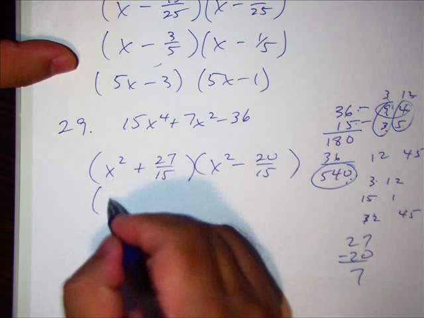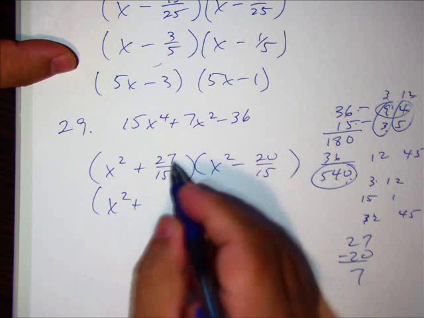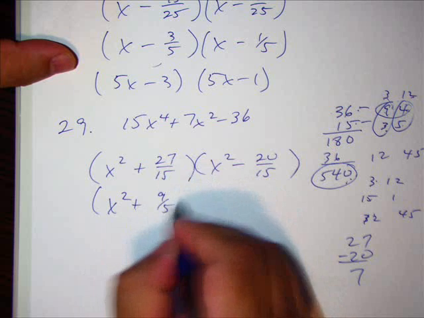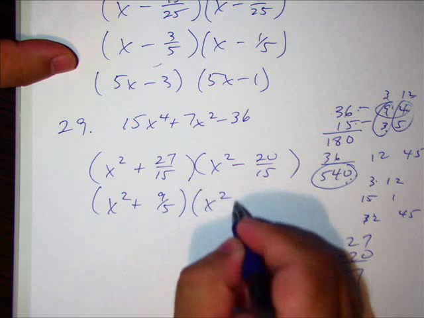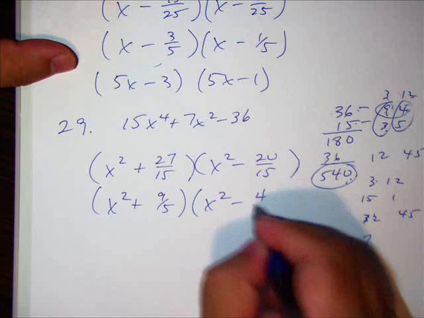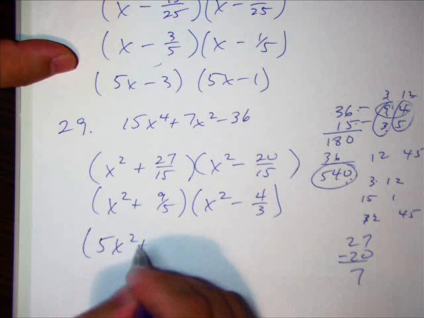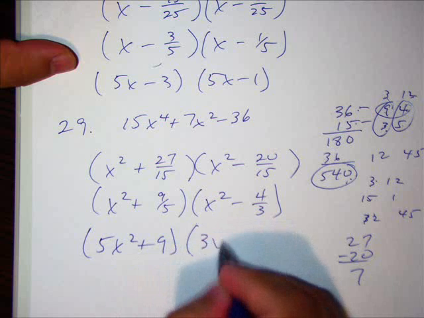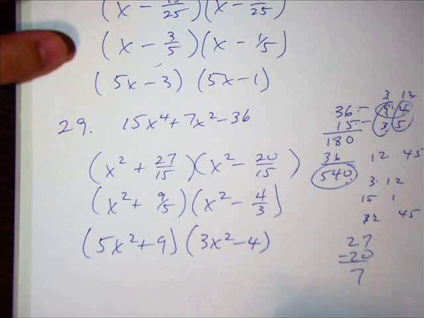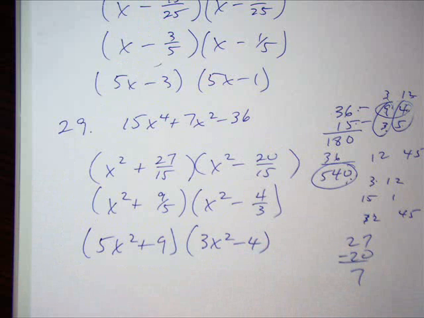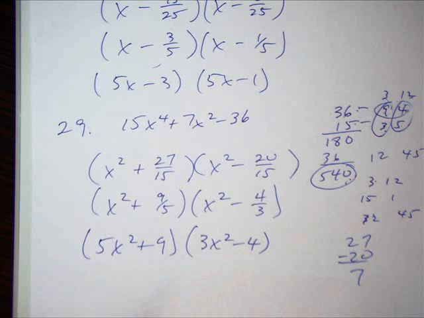Now I reduce. Alright, 3 goes into both top and bottom. 9/5. 5 goes into the top and bottom. 4/3. Move up: 5x squared plus 9, 3x squared minus 4. That's a difference, but 3 is not a perfect square. So, that's it. Alright, that's it. Bye-bye.